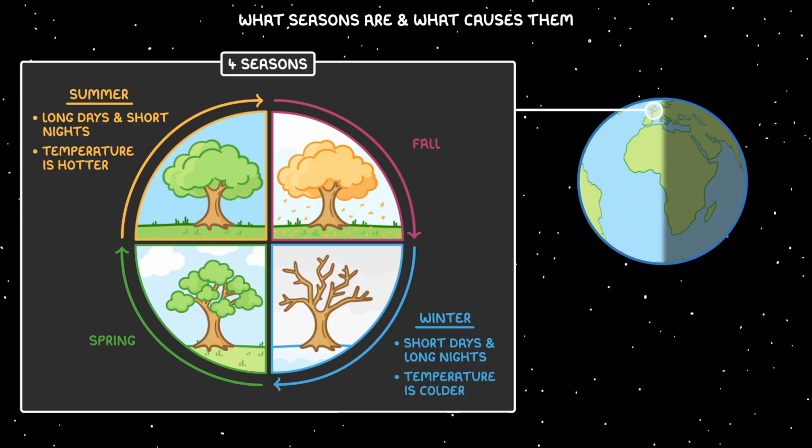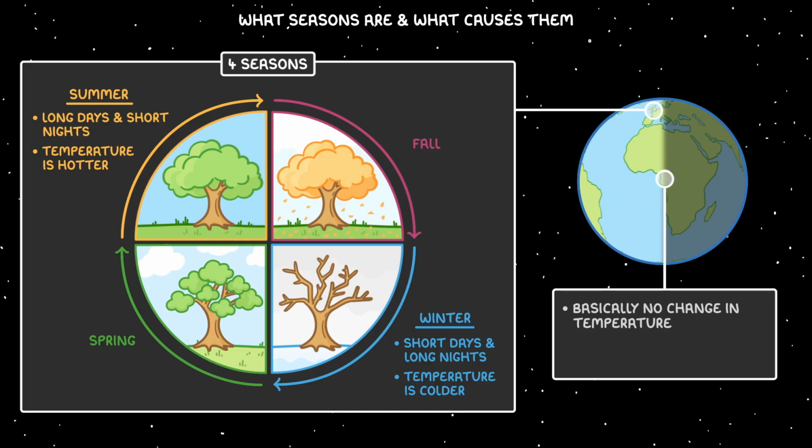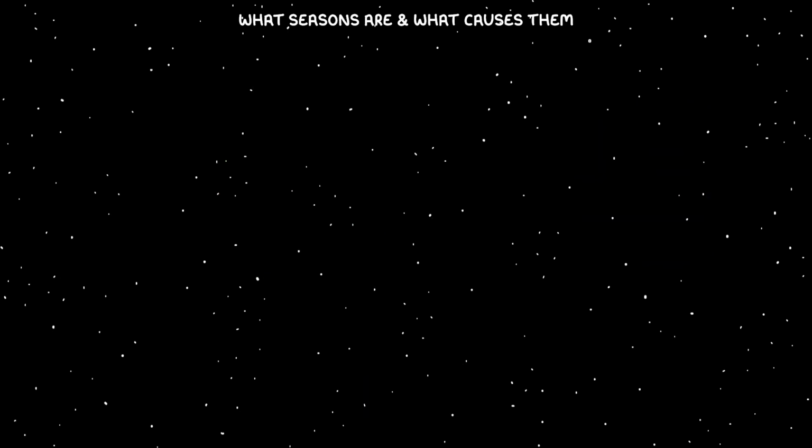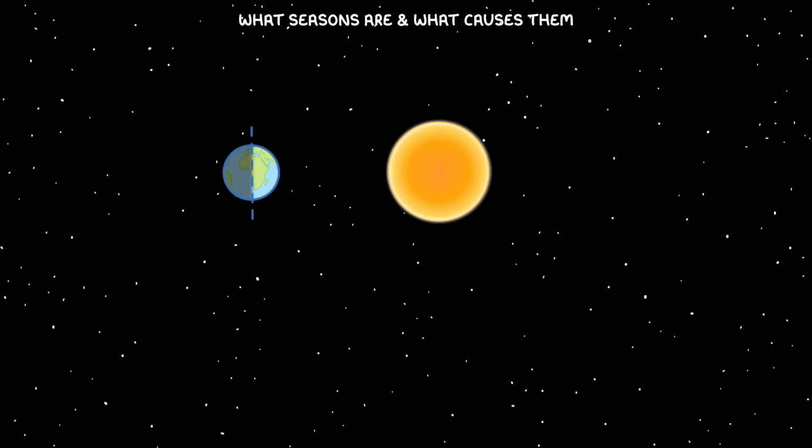However, not all places on Earth experience the seasons the same way. Some places have basically no change in temperature across summer or winter, and the days stay almost exactly the same length all year round. To understand why this is, let's grab ourselves a sun and Earth, and break down exactly why seasons occur and why different places experience the seasons so differently.